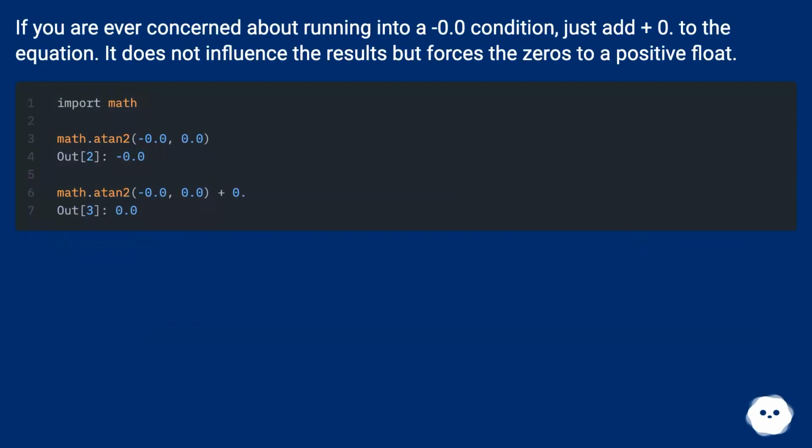If you are ever concerned about running into a -0.0 condition, just add +0 to the equation. It does not influence the results but forces the zeros to a positive float.